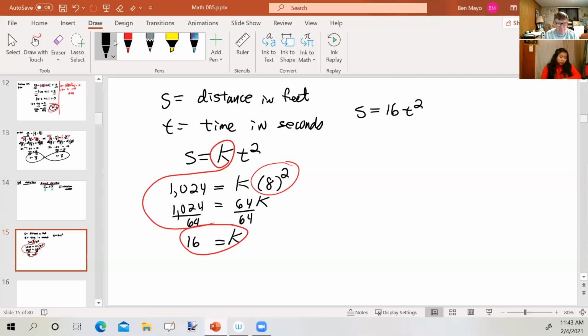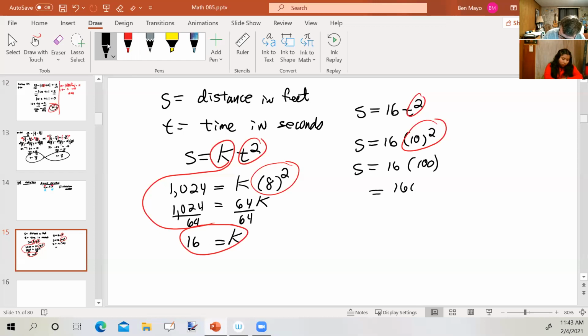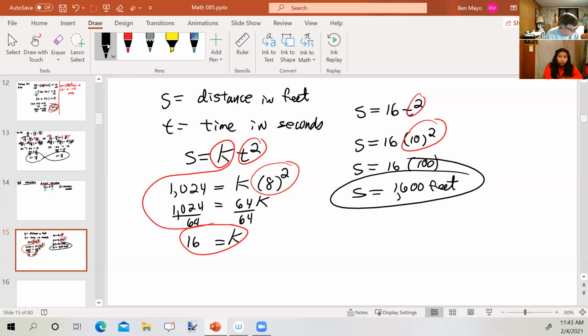So I took the initial information to determine what K was, put that value in for K, and now I have a follow-up question. It says, how far will it fall? So that's S in 10 seconds. I want to warn you, the most common mistake made in these problems is when you have a situation like this where T is squared, make sure that T is squared the whole time. Don't drop that exponent off of there, okay? So now I've got S equals 16 times 10 squared is 100, which would be 1,600, and that is feet. So the distance that it would fall would be 1,600 feet.